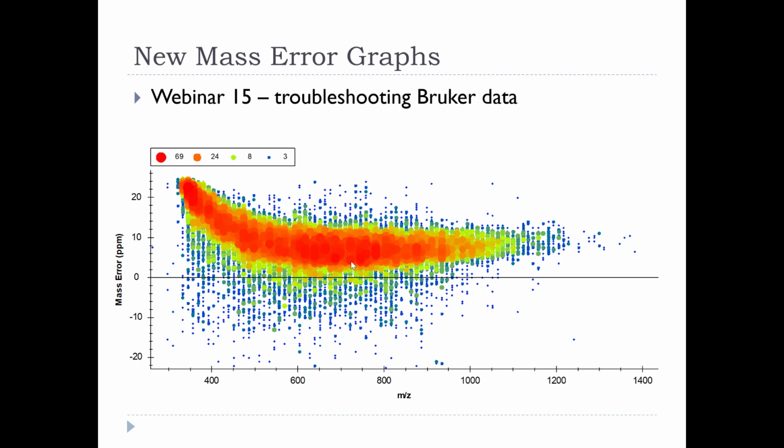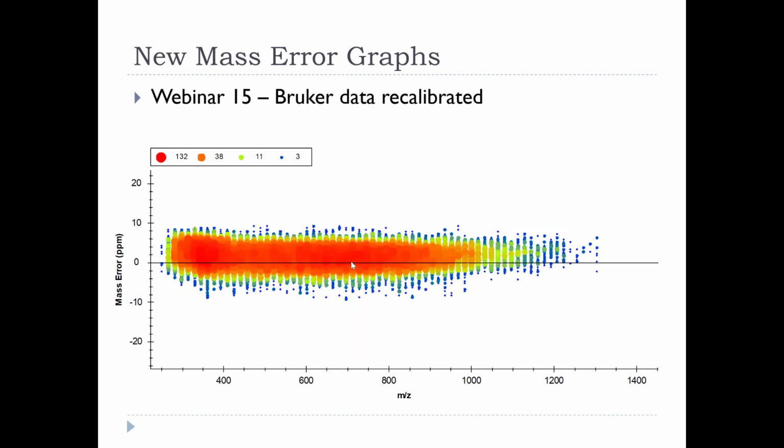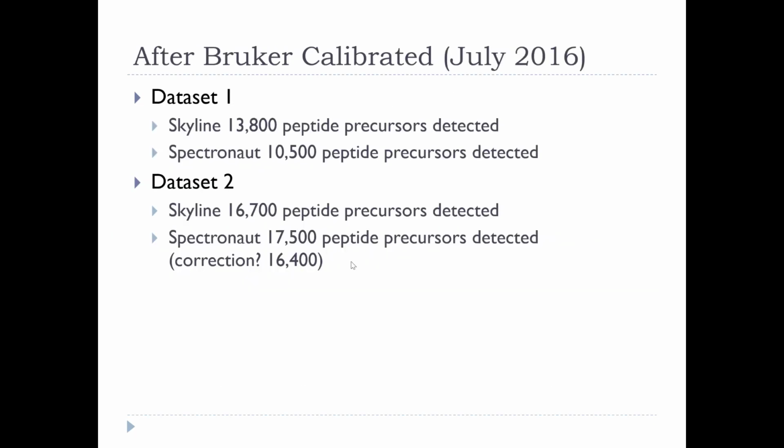And this is the mass error. We would expect everything to be on 0, but when it's 20 ppm away at the beginning, you're going to lose a lot of stuff. And then Bruker just went, whoops, we're going to recalibrate the run, and they had a tool that they could run, and that's what came out. And so it's now just maybe 2 to 4 ppm.